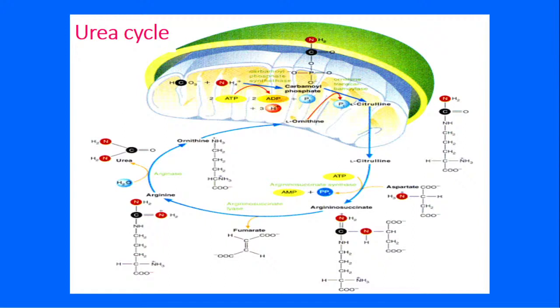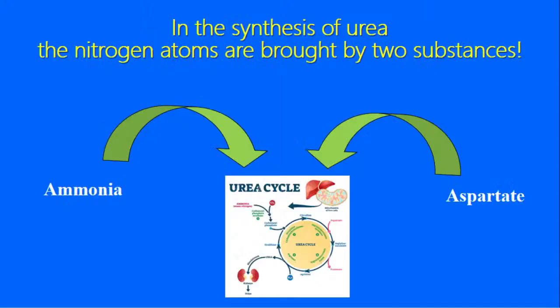The most important regulative enzyme is carbamoyl phosphate synthetase, which is regulated by N-acetyl glutamate. One more attention to the two sources of nitrogen atoms in the urea. Two different substances, free ammonia and aspartate. So this is one of the important roles of aspartate as a dicarboxylic amino acid in the formation of urea.